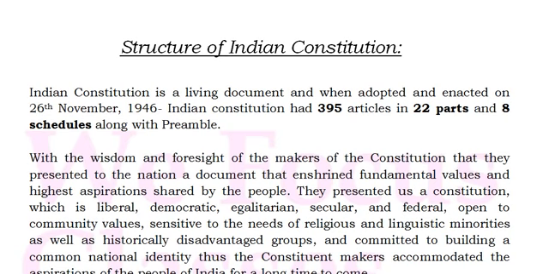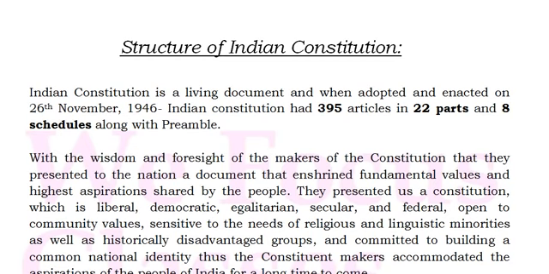So what is there in the constitution? What is the structure of the constitution? Basically the Indian constitution has 395 articles. The original Indian constitution, which was adopted and enacted on 26th November 1949, had 395 articles in 22 parts, friends, and 8 schedules along with the preamble. We said that the preamble was adopted and enacted soon after the constitution was adopted and enacted. So we'll discuss the preamble in later classes. So the constitution has 395 articles, friends.